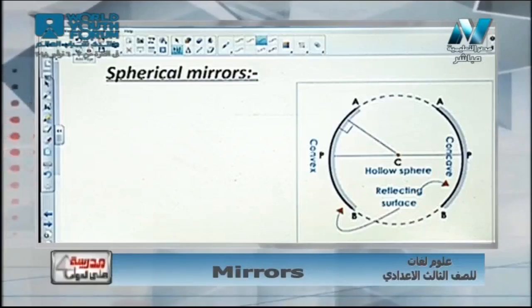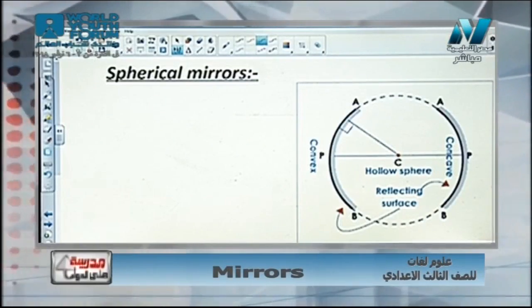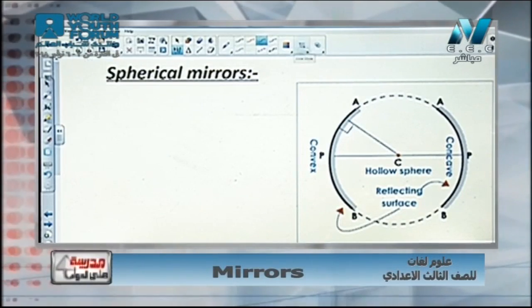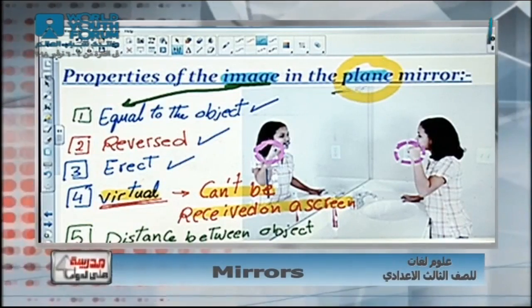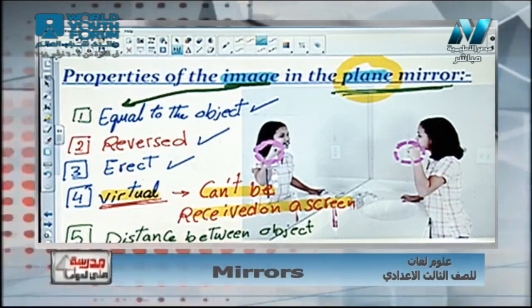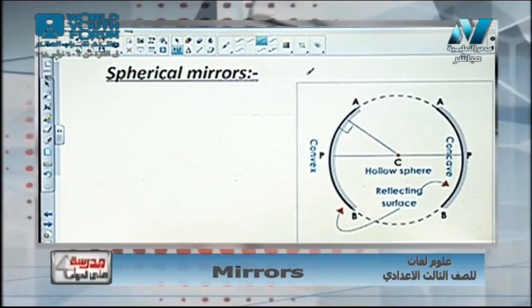So I know that the distance between the object and the mirror equals the distance between the mirror and the image. Okay, so we have here the second type of mirror. We should know, as we will see together, we have number 1, which we said is the first type, the plane mirror. The second type is called the spherical mirror.